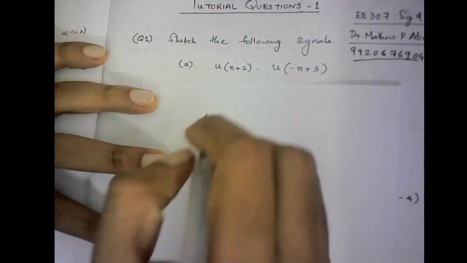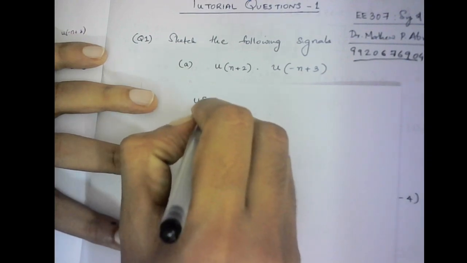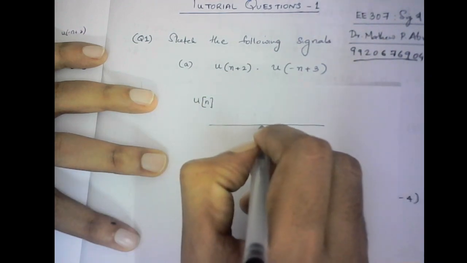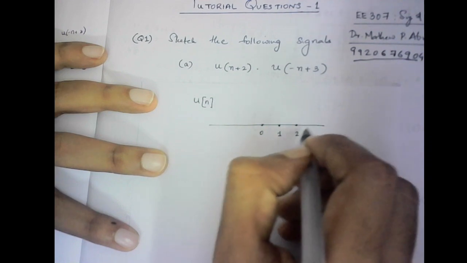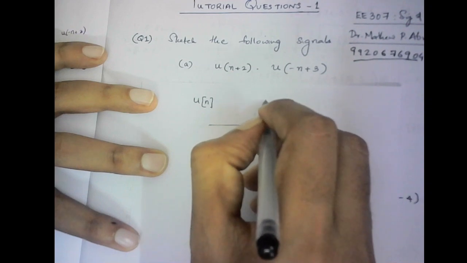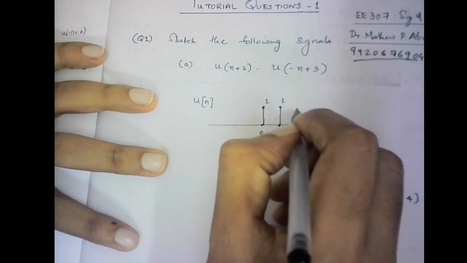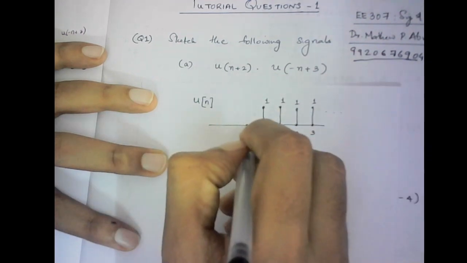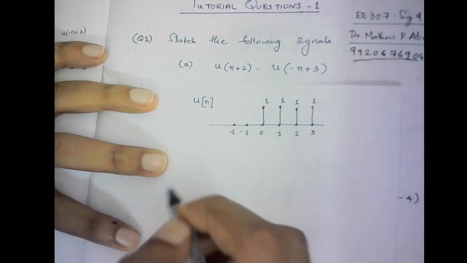So you know what u of n plus 2 is, right? First of all, what is u of n? If you sketch u of n, it is 1 for n greater than or equal to 0, and for n less than 0, it is 0.